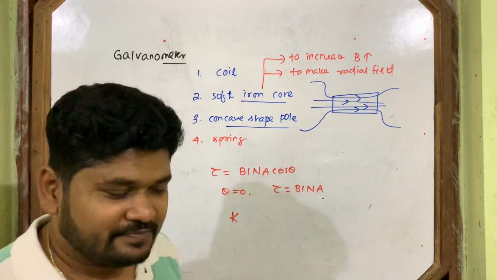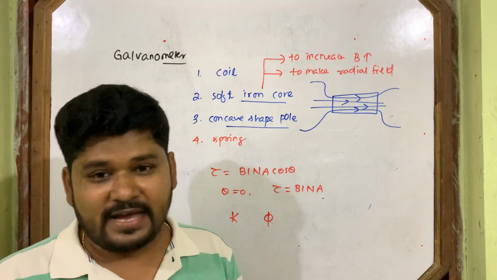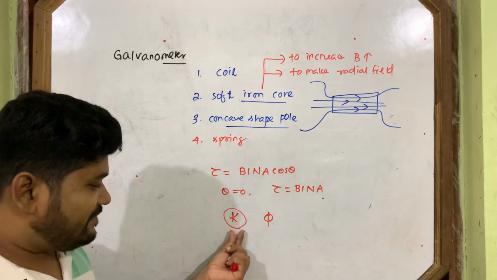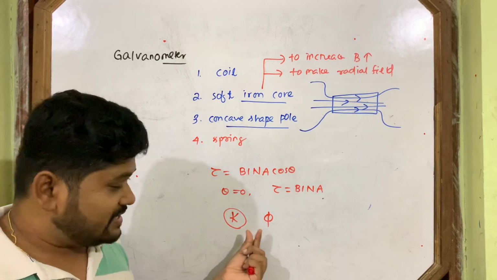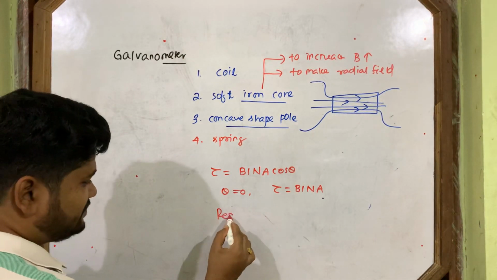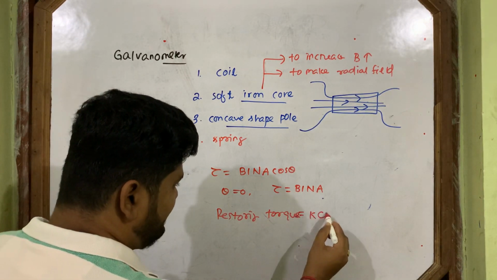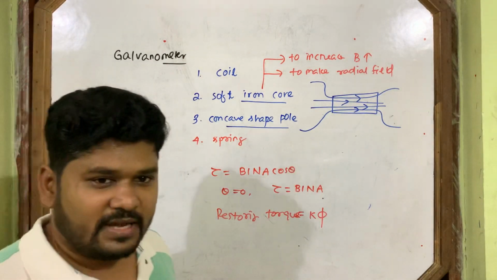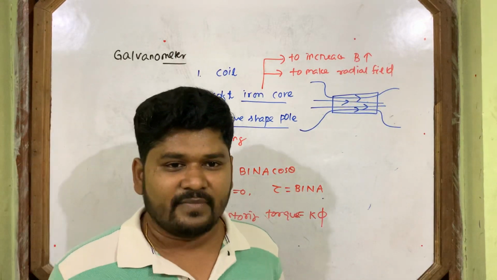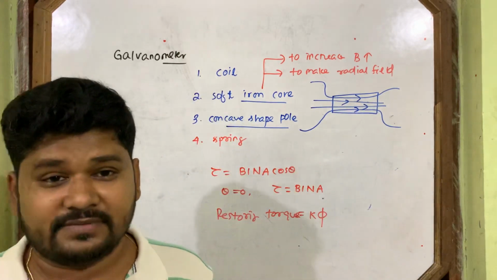Just as I told you before, if phi is the angle of twist, then the total restoring torque is how much? K is the restoring torque per unit angle of twist, and phi is the angle of deflection. So the total restoring torque is K phi. And when the deflecting torque is equal to the restoring torque, the galvanometer coil will not rotate further.